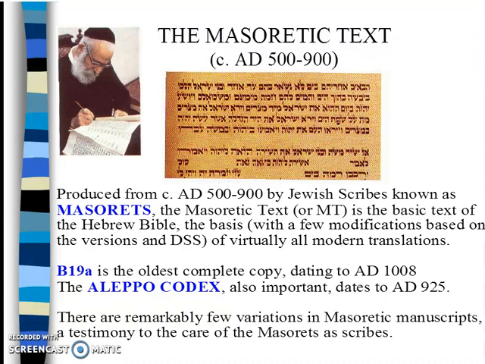Another important manuscript is the Aleppo Codex, which dates to 925, but is not a complete copy of the Hebrew Bible. And what's interesting is that there are very few variations in the Masoretic manuscripts, a testimony of how carefully the Masorets preserved the text.